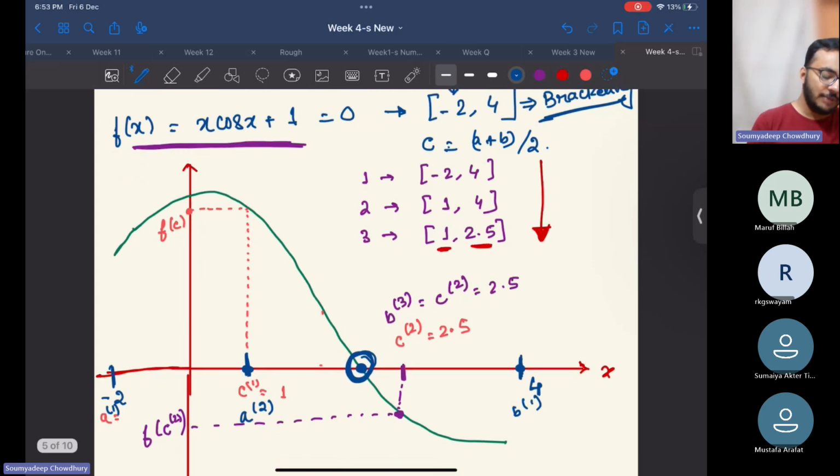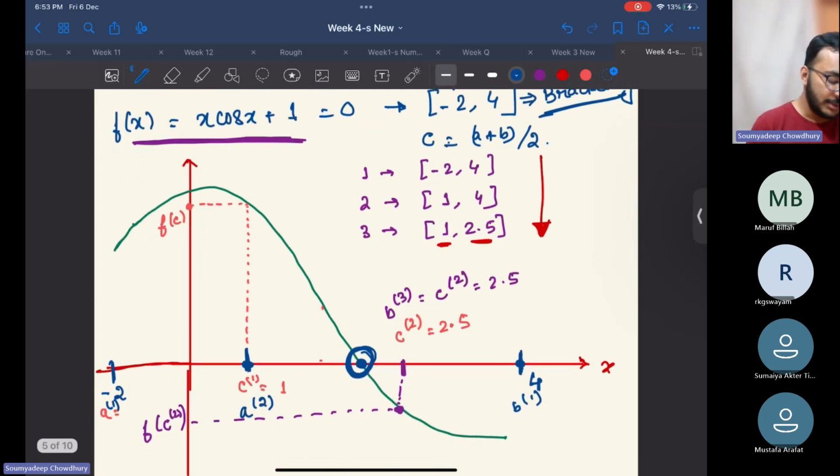Now first, let us see the graphical interpretation. Suppose this green curve here is the plot of the equation. It's a random plot I have made, and you mark these two points, the two ends of the interval, that is minus 2 and 4. Here is minus 2, and here I have, I'll mark with red, 4.